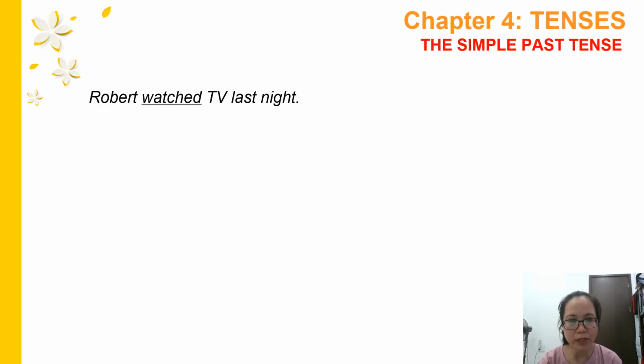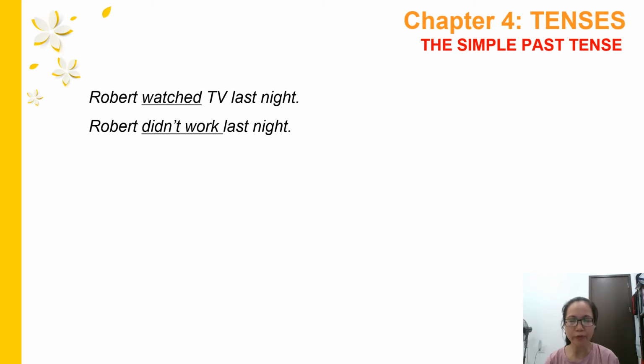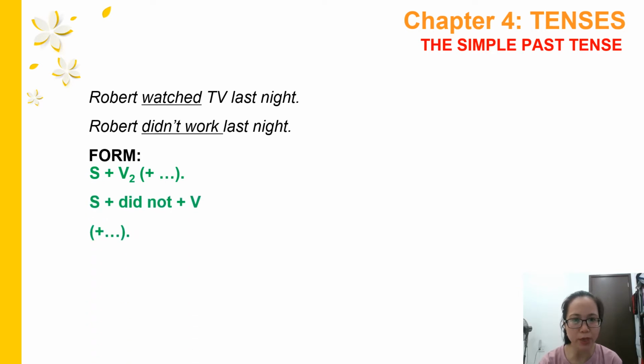So I'm going to write down the examples you have just told me. Robert watched TV last night. Or another one, Robert didn't work last night. Just look at the examples and tell me what is the form of this tense, guys? That's right, thank you. So for the form, we use subject and verb in the second form. In negative, we use did not. And in the question, we move the auxiliary did to the beginning of the sentence.